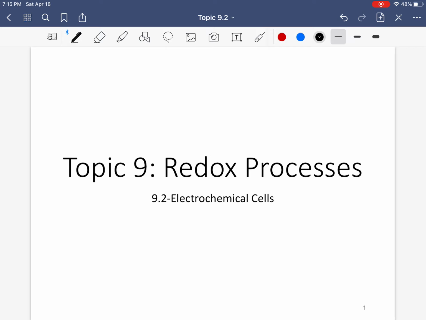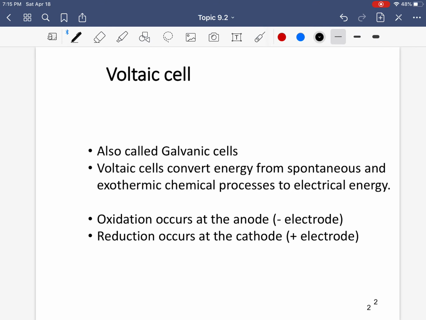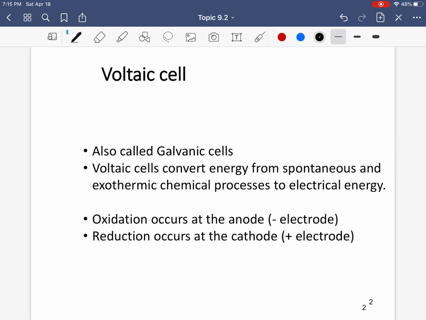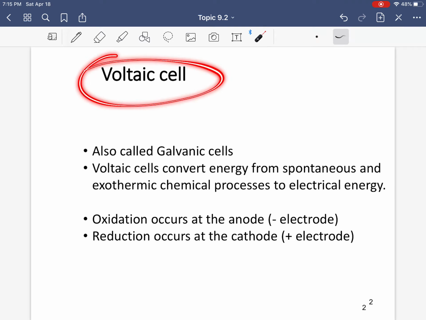What's the point of this electrochemistry? Now, obviously it has something to do with electricity, right? So let's take a look at topic 9.2, electrochemical cell. Now, there are two types of electrochemical cell. There's the voltaic cell, and there's another called the electrolytic cell.